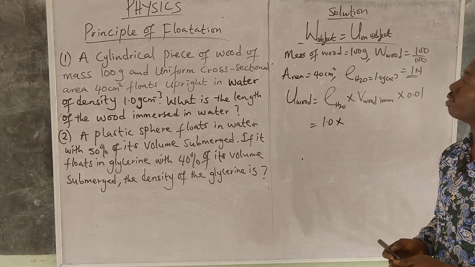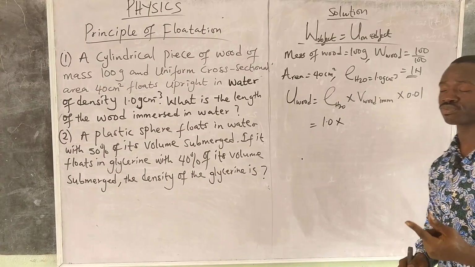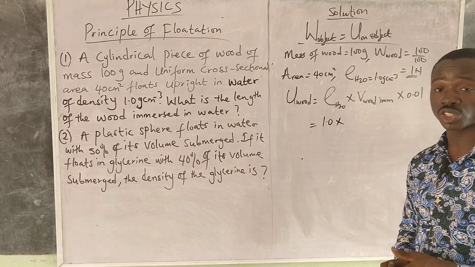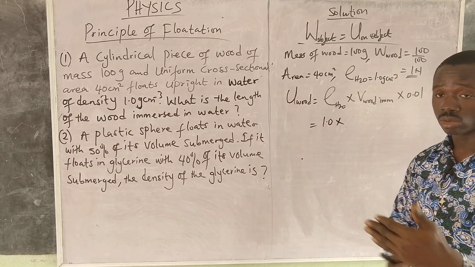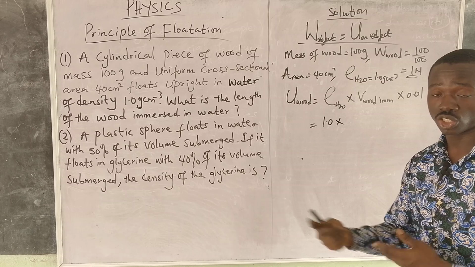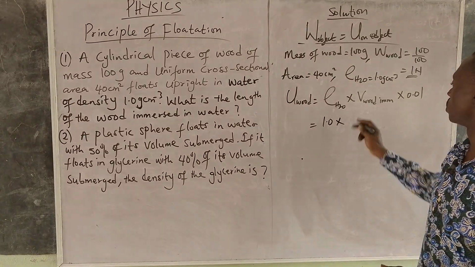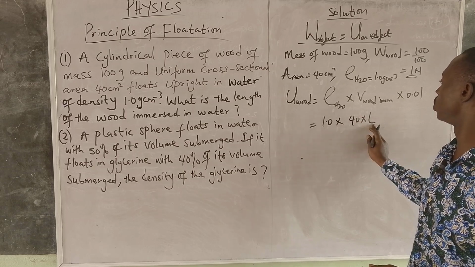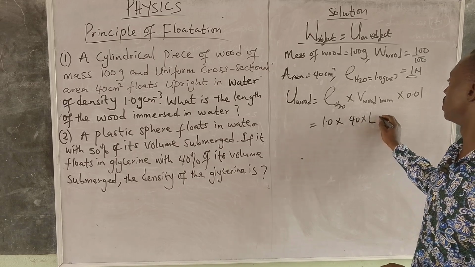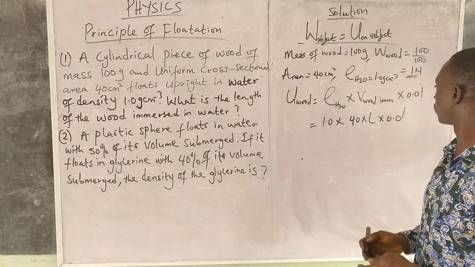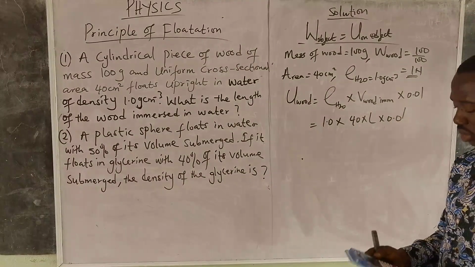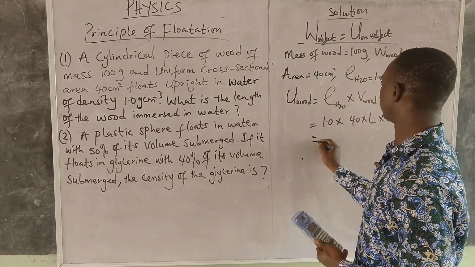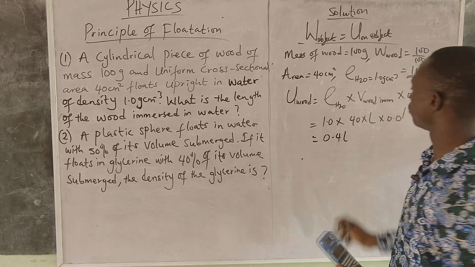Now, the volume of any uniformly shaped object, like a cuboid, a cube, or a cylinder, is equal to the cross-sectional area times the length joining the two cross sections together. So what's the volume? Volume is cross-sectional area times the length submerged, or the length immersed, then times 0.01. So that upthrust is going to be 0.4 times L.